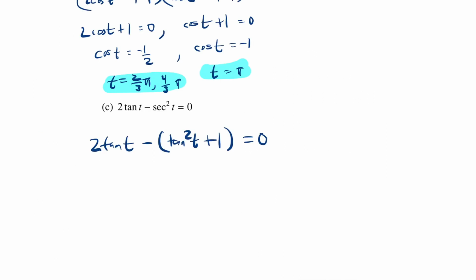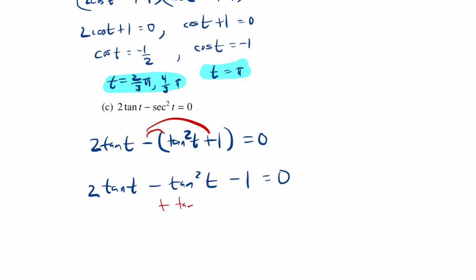Then I'm going to write this in standard form where I need this one to be positive. So I'm going to move that one over by adding it, subtracting this one, and adding this one. So finally I end up with tangent squared t minus 2 tan t plus 1 equals 0. And now let's see if we can factor this trinomial.